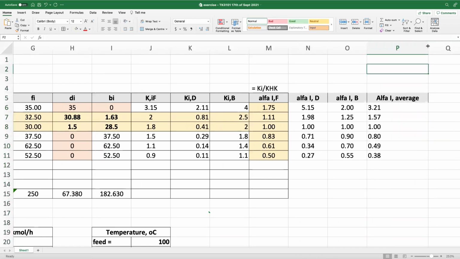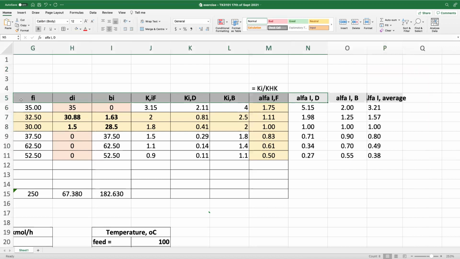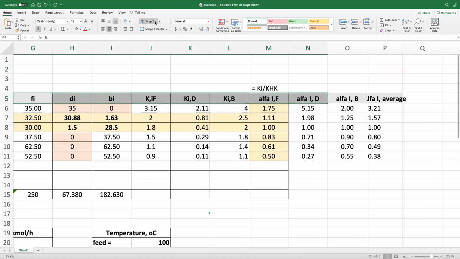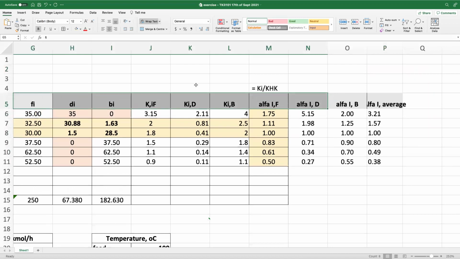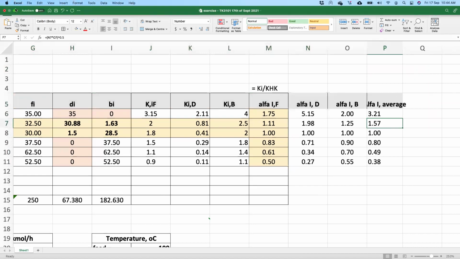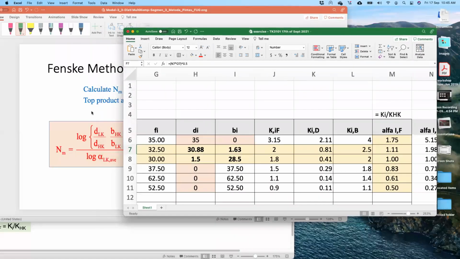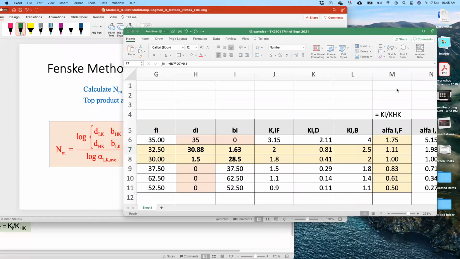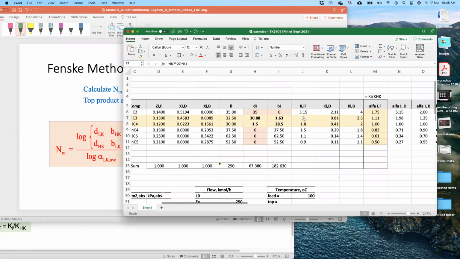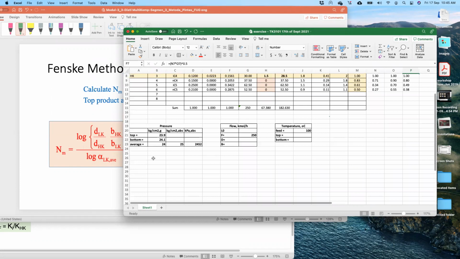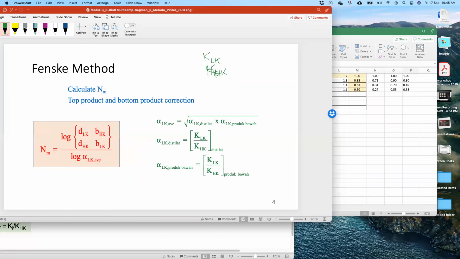So you know the alpha average now. Put it there, and then pop text. Once you know the alpha average, then you can calculate this one, NM. I'm going to copy this one here just to make it easier.